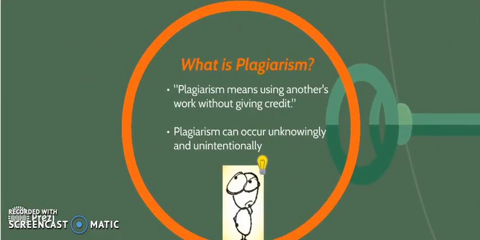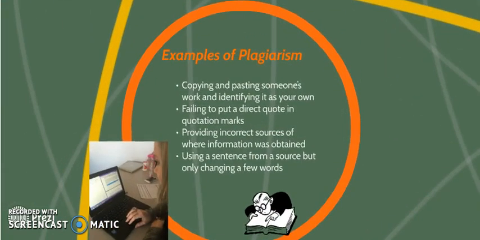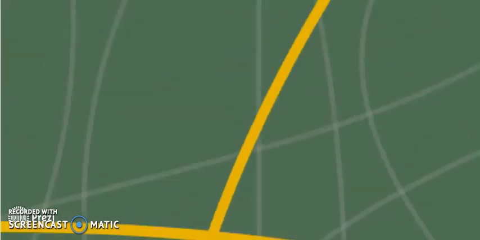So what is plagiarism? According to WSSU's Occupational Therapy Handbook, plagiarism means using another's work without giving credit. Plagiarism can occur unknowingly if a person is not aware of how to properly cite resources, and unintentionally when rephrasing a paragraph and not providing the appropriate citation. This includes copying and pasting someone's work and identifying it as your own, failing to put a direct quote in quotation marks, providing incorrect sources of where information was obtained, and using a sentence from a source but only changing a few words. Let's take a closer look at an example.